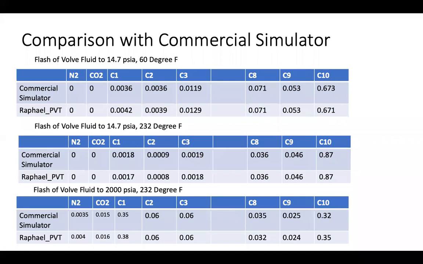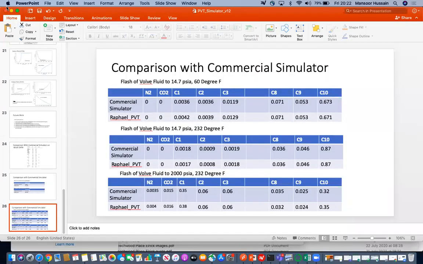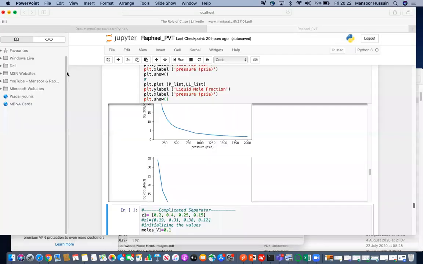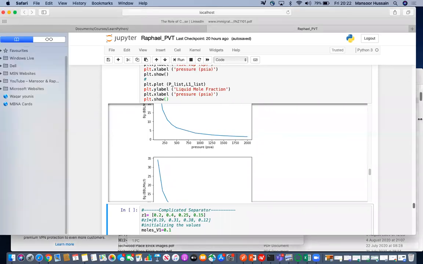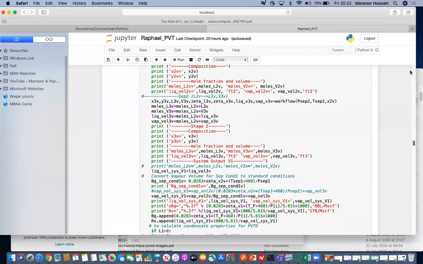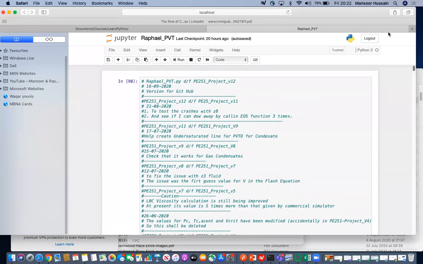Now I will try and share my Jupyter notebook with you and run through it. Okay, let me kill this presentation. Okay, and so can you, Alejandro, confirm if you can see my Jupyter notebook?